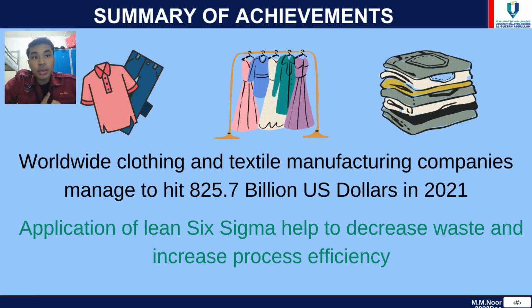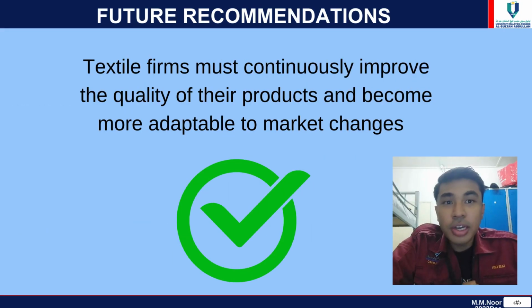And just to talk a little bit about the achievements of Six Sigma in the textile industry. Worldwide clothing managed to hit 825 billion US dollars in 2021, which is a very staggering value. The application of Six Sigma is what helped to decrease the waste and also improve process efficiency. So in a nutshell, textile firms must continuously improve the quality of their products and become more adaptable to market changes, and this can happen if they implement Six Sigma.